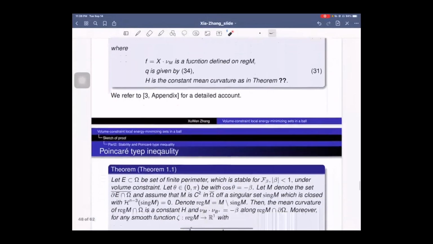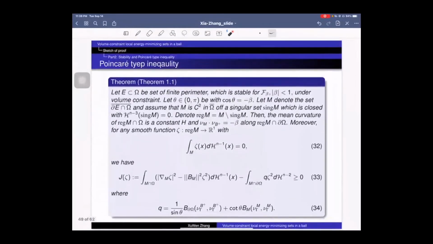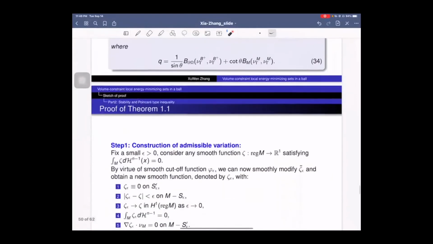And now we can start to prove the Poincaré type inequality. Briefly speaking, if M is a capillary stable set of finite perimeter whose singular part is closed and of low Hausdorff dimension, which is at most n-3, we have the following Poincaré type inequality. And let's start to prove it.